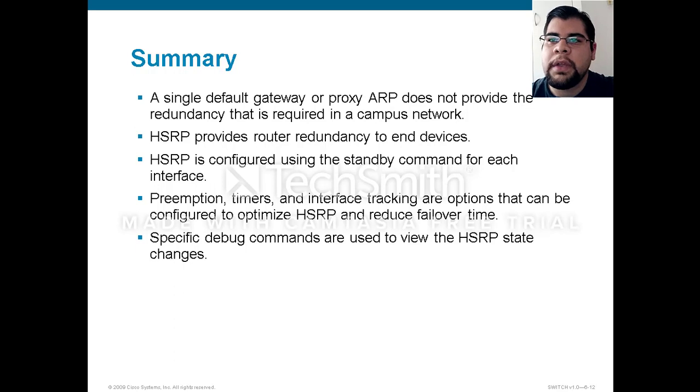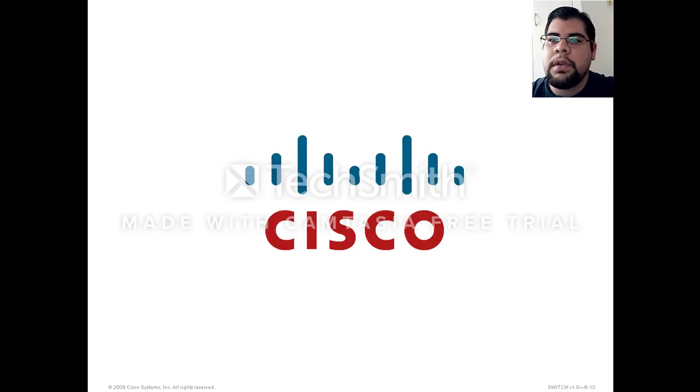A single default gateway or proxy ARP does not provide the redundancy that is required in a campus network. HSRP provides router redundancy to end devices. It is configured using the standby command on each interface.